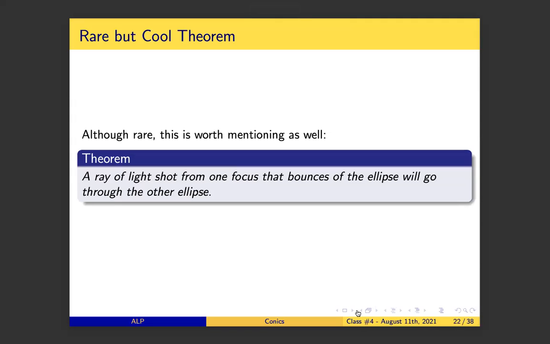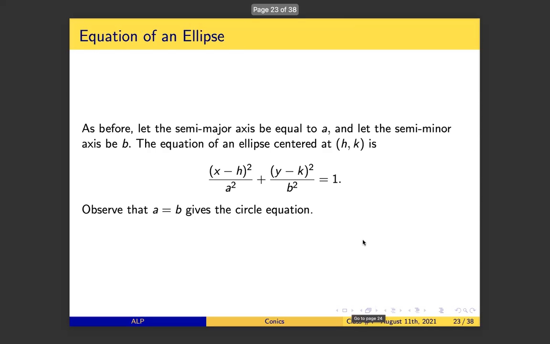And finally, a rare but cool theorem about ellipses is that a ray of light shot from one focus that bounces off the ellipse will go through the other focus. Take that as you wish, but it is a pretty cool theorem, though it's very rare from what I know.